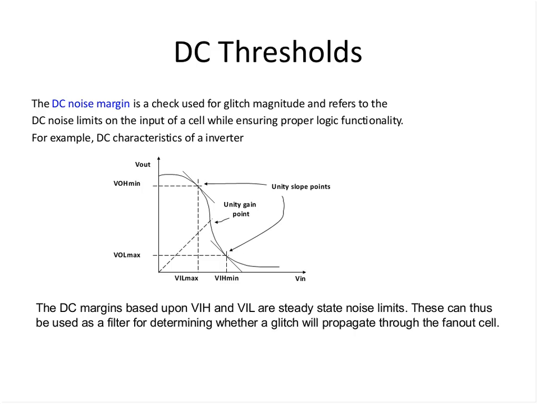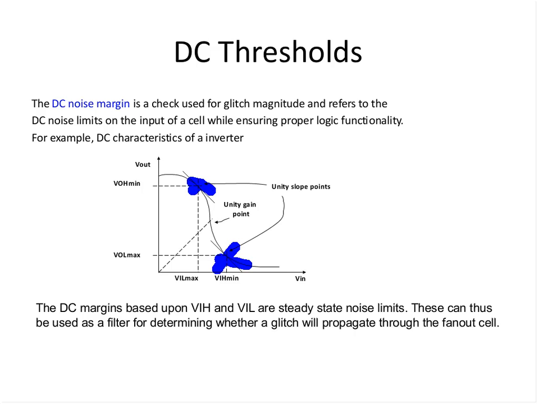So the DC margin is a check. If you remember the most famous waveform of an inverter, the Vout versus Vin waveform, wherever there is a unity slope on these two points, we calculate two values, VOH min, VIL max, VOL max and VIH min. Now let us say this buffer is at a receiving end, it is in the fan out of a victim.